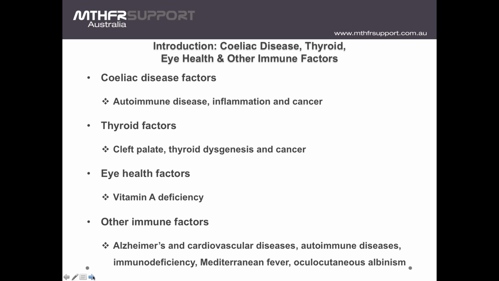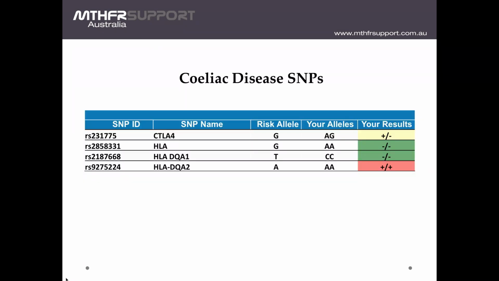Okay, so this particular module that we're doing today is a mixture of different types of SNPs that aren't really necessarily connected by one area. So we're going to be talking about celiac disease, thyroid function, eye health, and other immune factors. With the celiac, we'll be talking mostly about the HLA. With the thyroid, I think we're going to talk more about how the particular thyroid SNPs affect other organs. Eye health is the vitamin A deficiency. We have the SNPs on that variant report. And then when it comes to these other immune factors, it's a mixed basket.